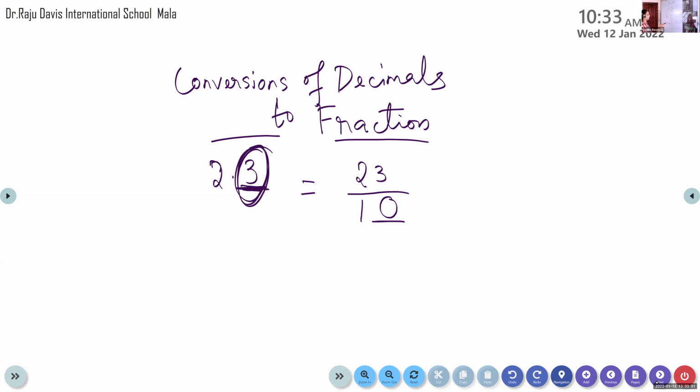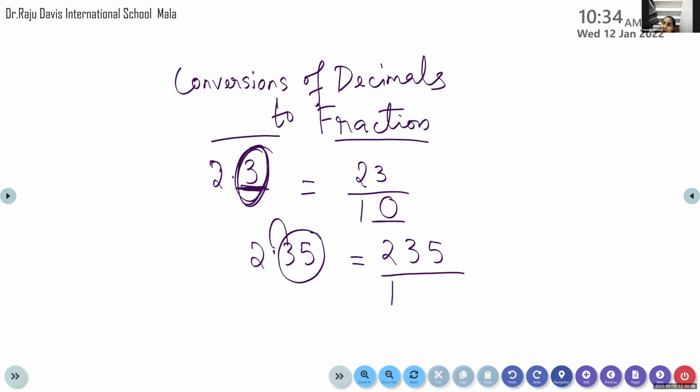Okay, now children, if I have 2.35, what will I write? What is the first step? Write the number without the decimal point. So the numerator will be 235, divided by 1 always there. We are writing 10, 100, 1000. Anyway, 1 should be there. Now we have to check the decimal places. How many decimal places are there?